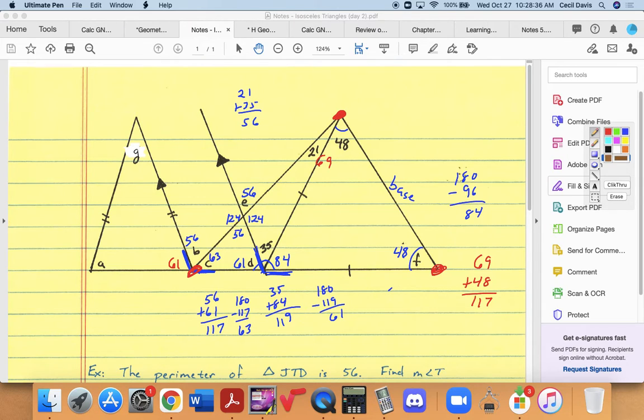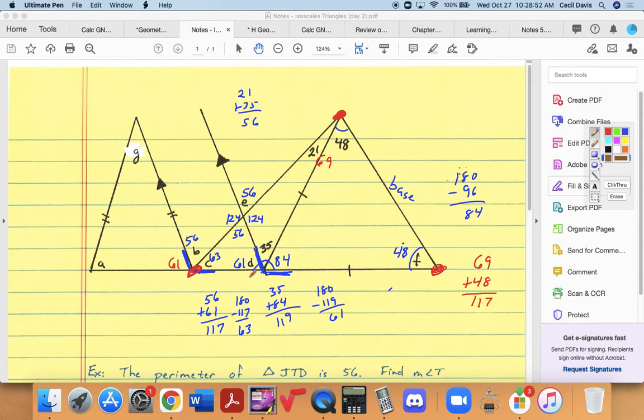Were you thinking of a different way to do that, Cade? Like 63 plus 56, subtract from 180. Yes. We could do it that way. 63 plus 56, subtract that from 180. So that's 61. Now go ahead, please.